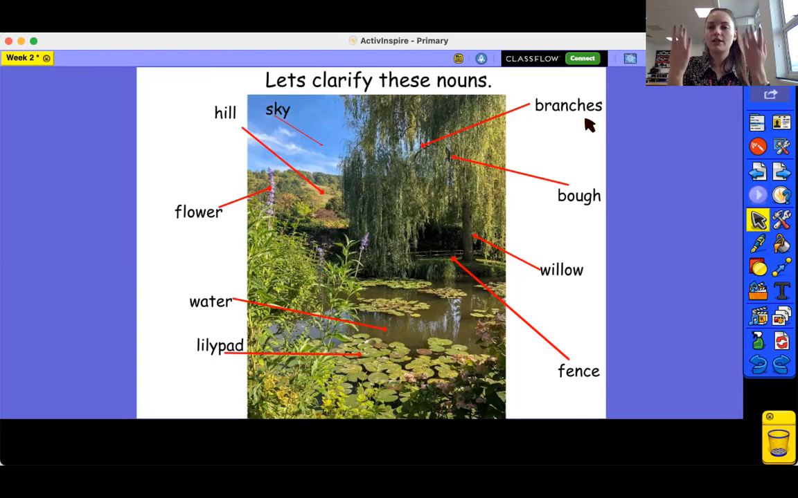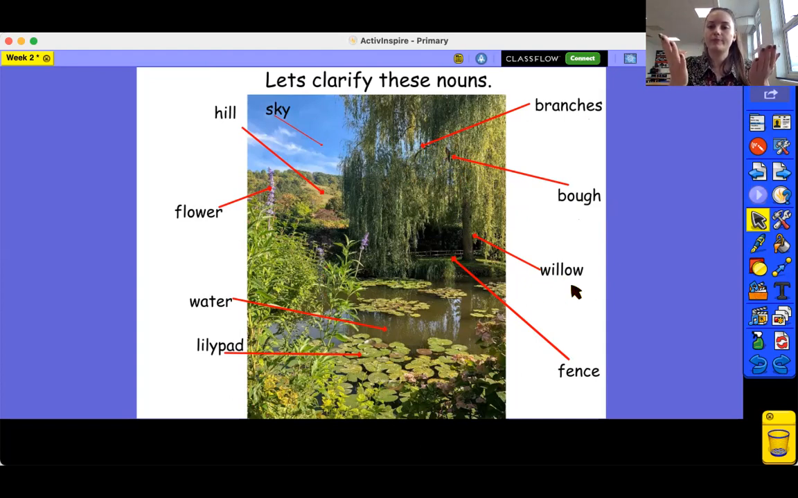Branches. Fantastic. So we know that branches are on a tree, and branches are the bits that come to the end where all the leaves are. Bough. Fantastic. So this is a bough of a tree. A bough is a big branch that sticks out from the trunk. So imagine you've got the trunk of the tree, and then you'd have a bough, and then you'd have a branch attached to the bough.